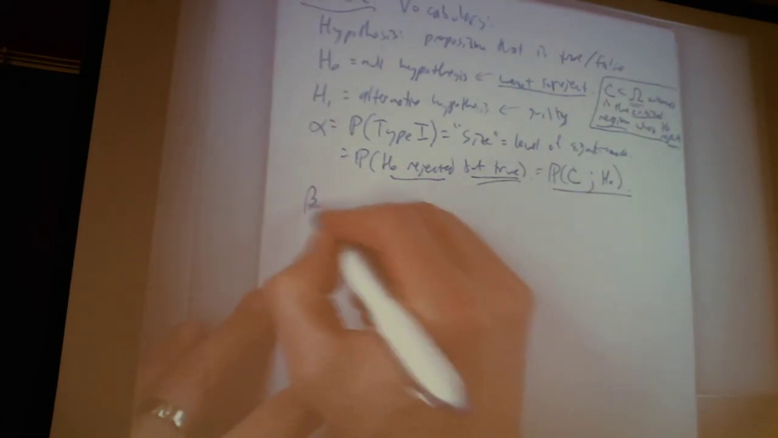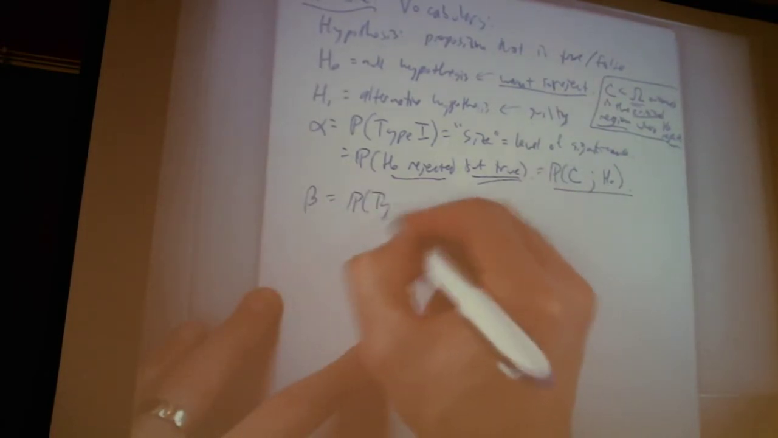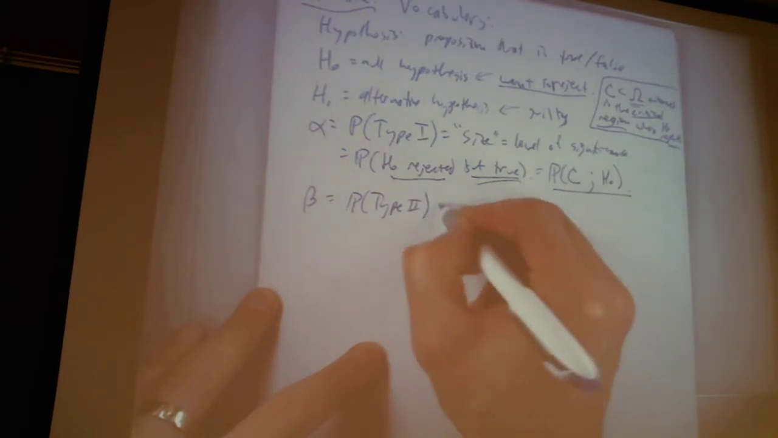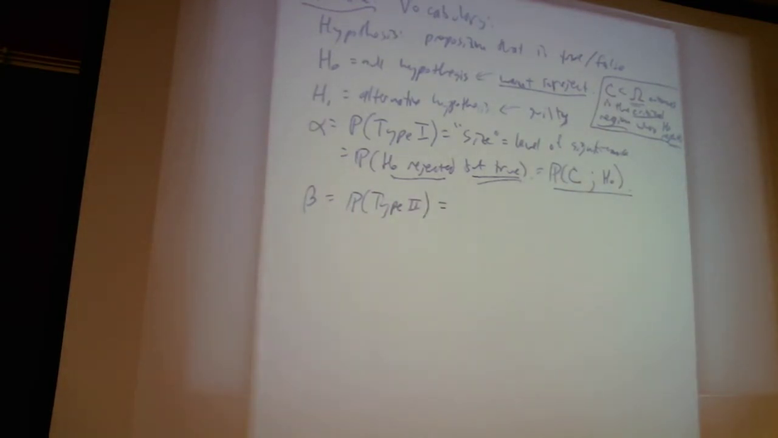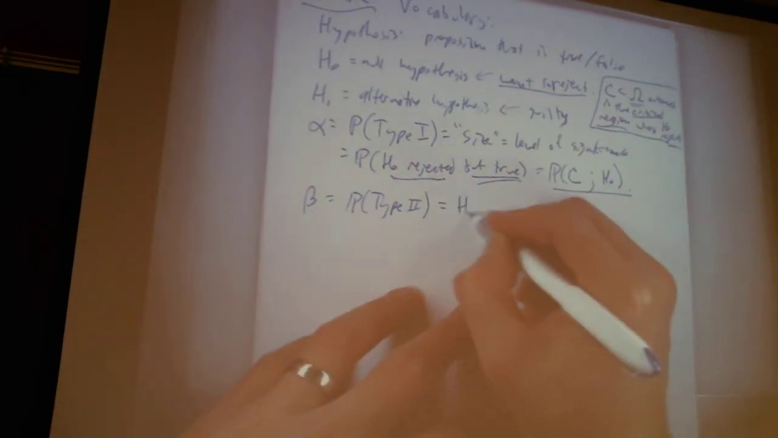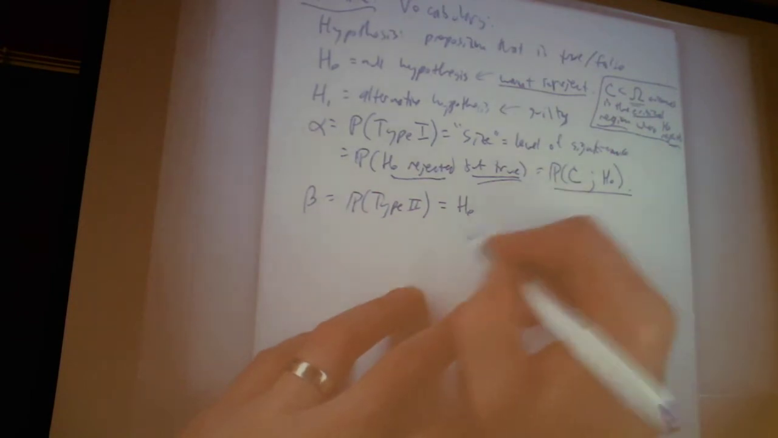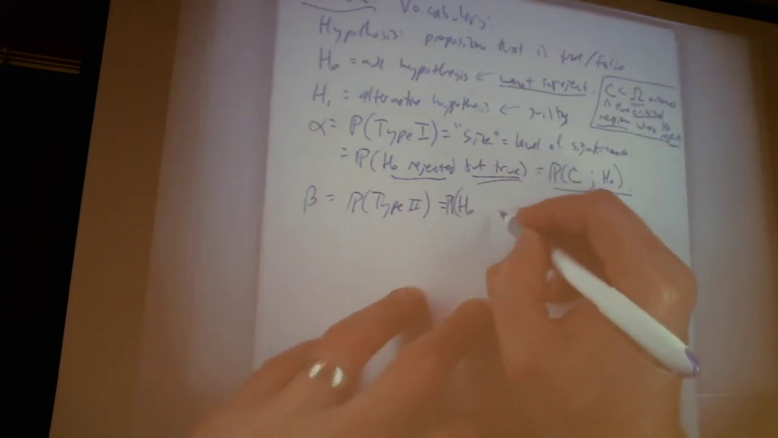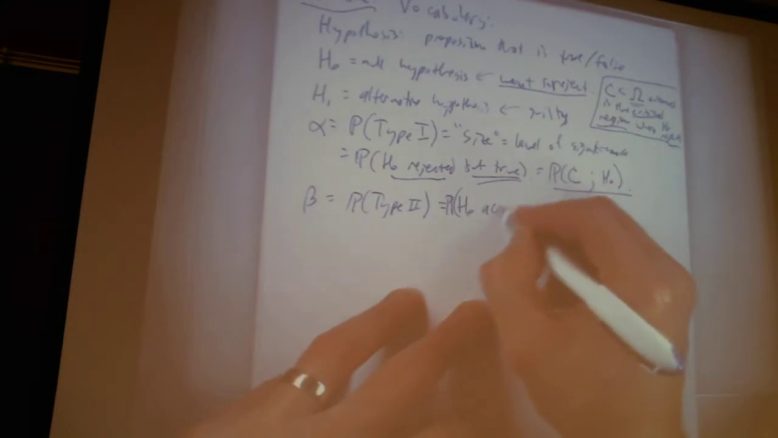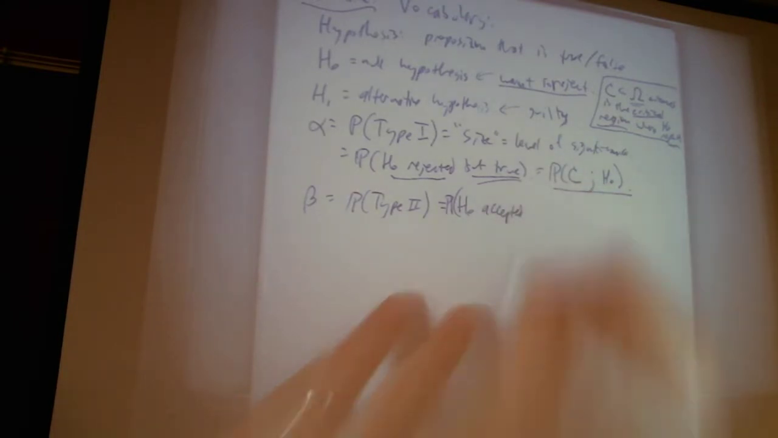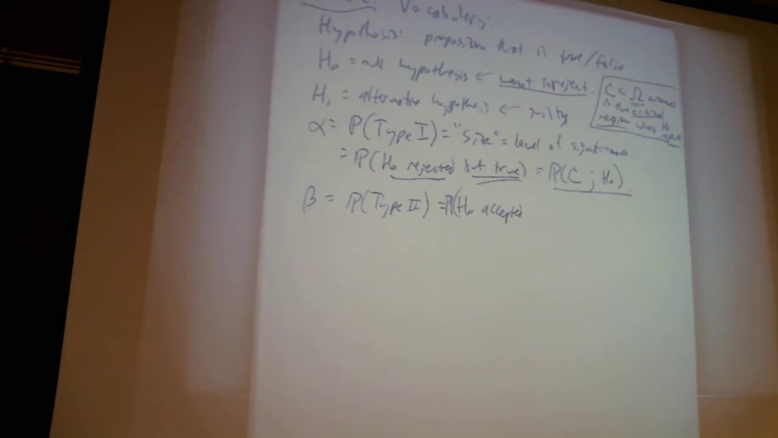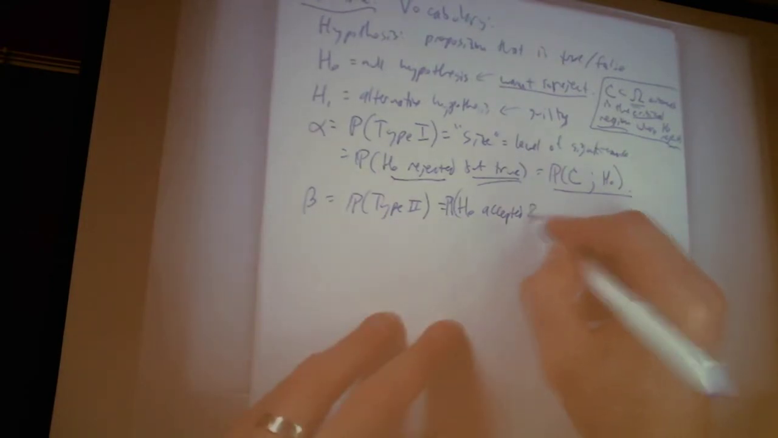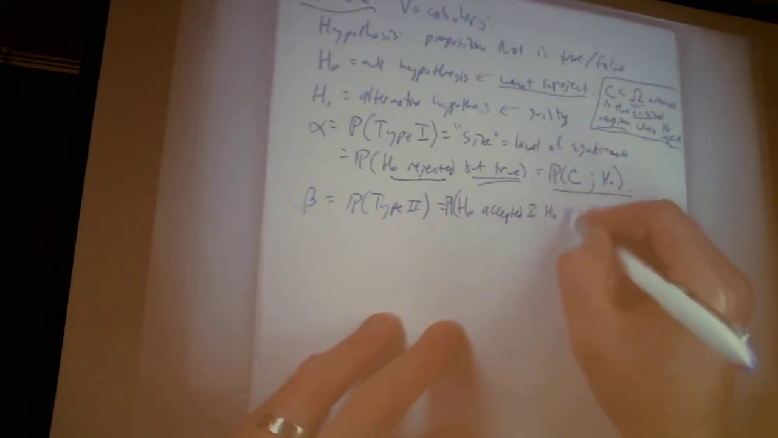Great. And then beta is the probability of a type 2 error. This is, we let a guilty guy go. Right? So H naught is in fact false, or we accepted, so this is the probability that H naught was accepted. Again, I don't like that term, but that's historically what's used. Accepted meaning not rejected, but H1 is false.